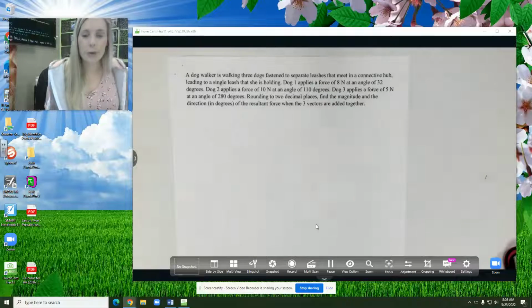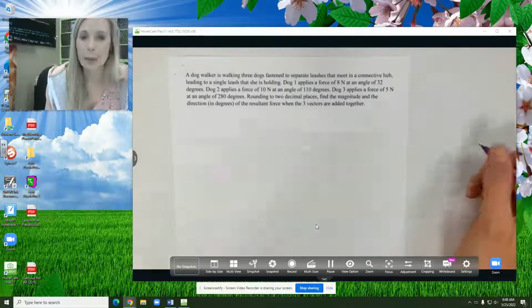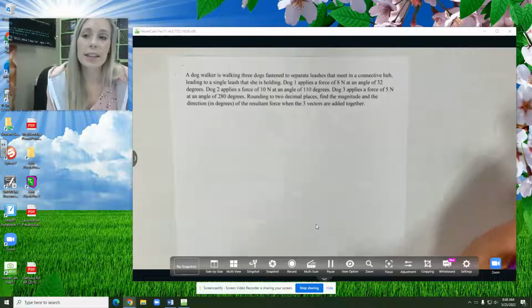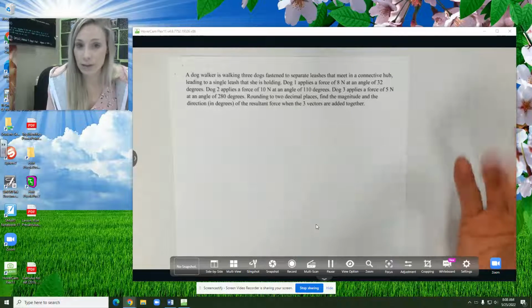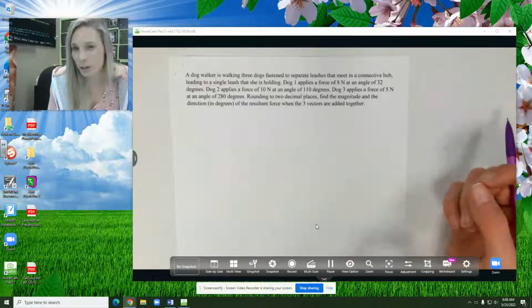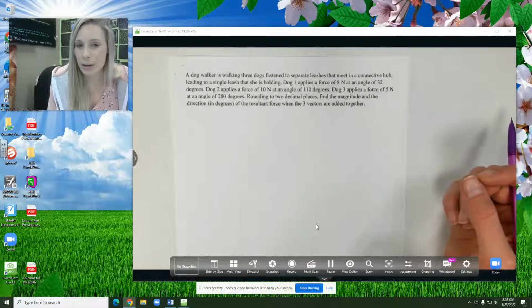In this video, we're going to work through a triple force problem. What we're going to try to do is take these three different vectors and add them together to find a resultant vector. We're then going to find the magnitude of the resultant vector and the direction of that resultant vector.